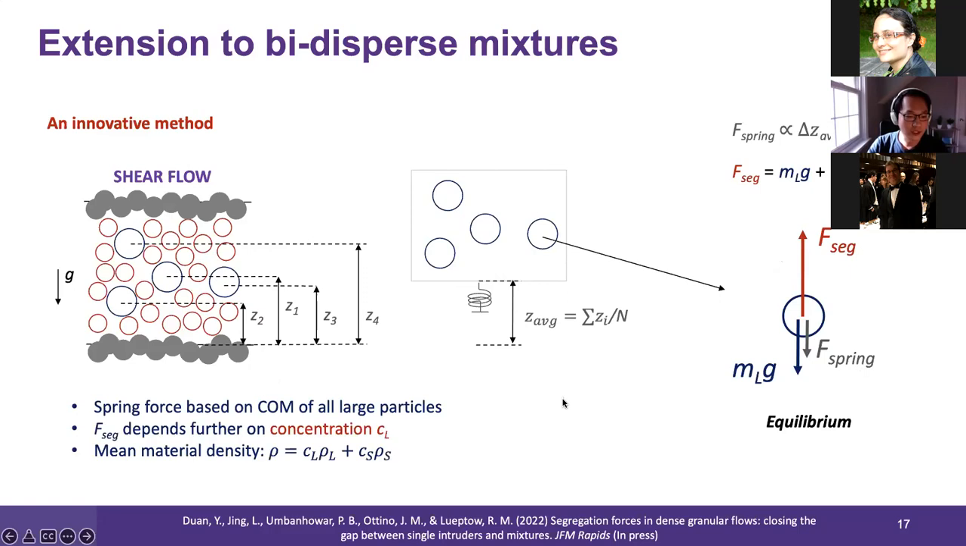And then as we change the concentration of the intruders, we can come up with a function between the segregation force and the concentration. And we can also do this for different density. And in that case, the density has to be calculated based on the volume fraction of particle species.